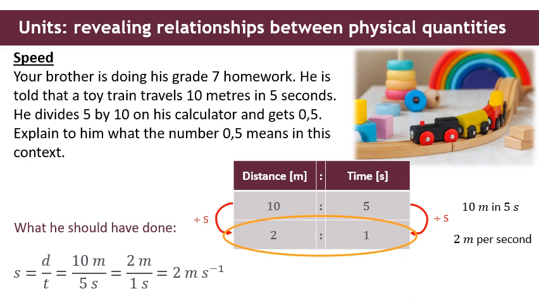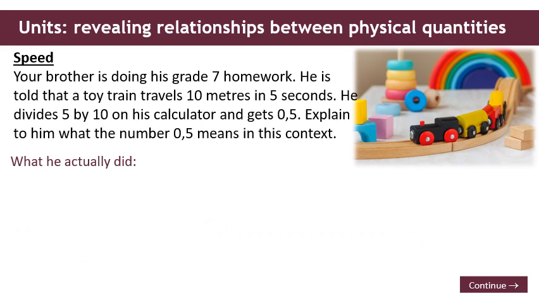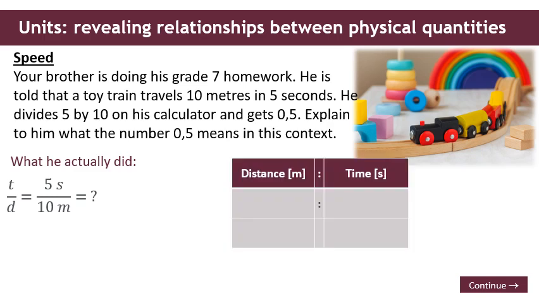That's the speed. So what your brother actually did was he took the 5 and he divided it by the 10. Let's have a look at what that looks like in the ratio table. So the toy train travels 10 meters in 5 seconds. Your brother takes the 5 to the right-hand column and he divides by 10 to get that 0.5. Can you do the same division for the left-hand column? See what you get? And then see if you can use that second line of the ratio table to explain to your brother what he's calculated. After you've given that some thought, press the continue button.